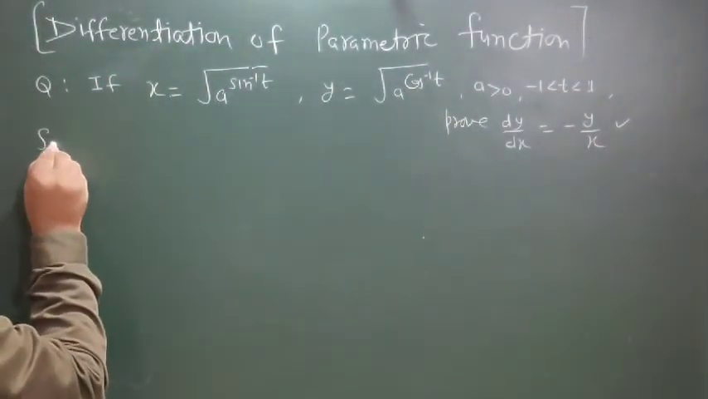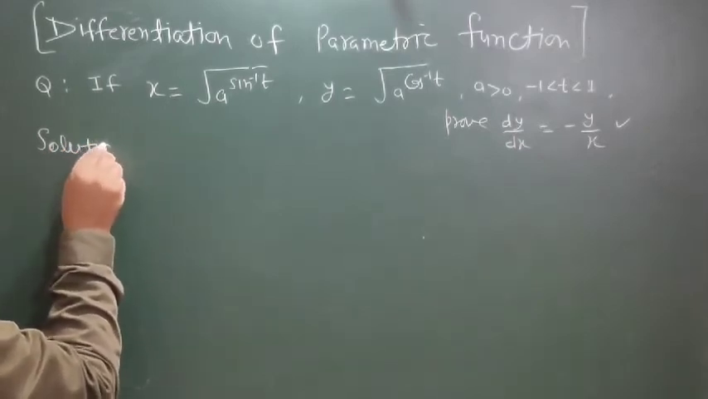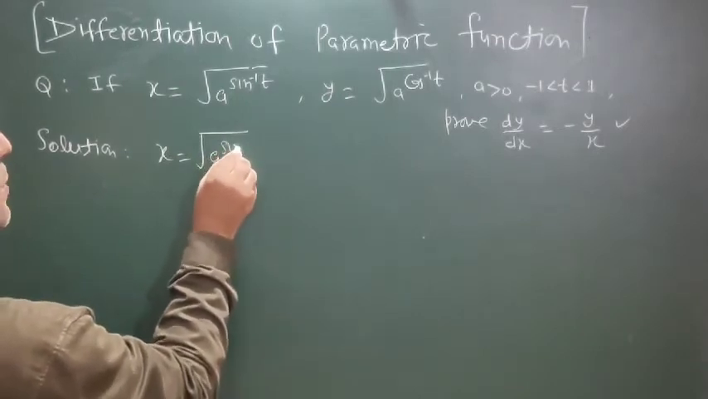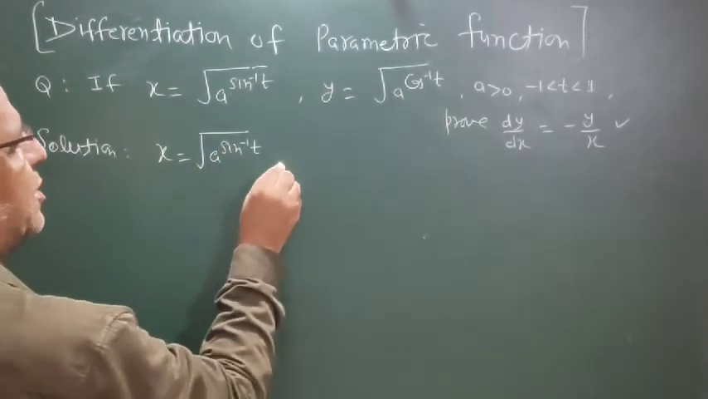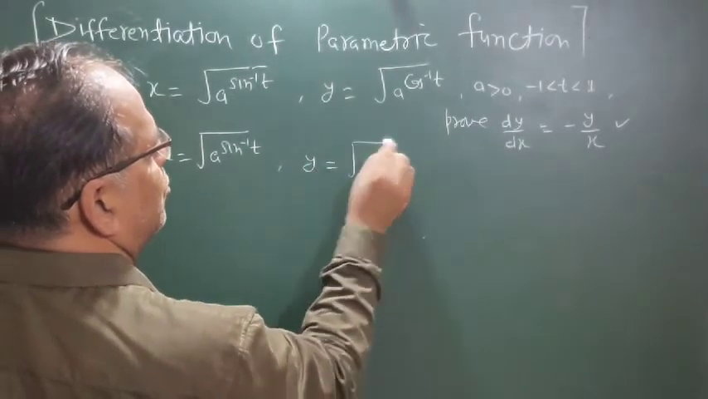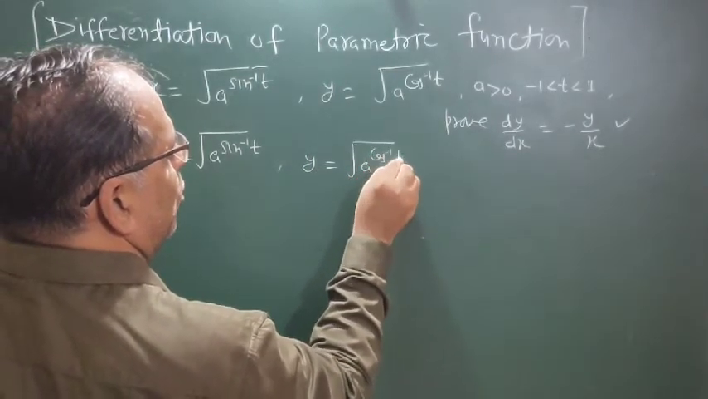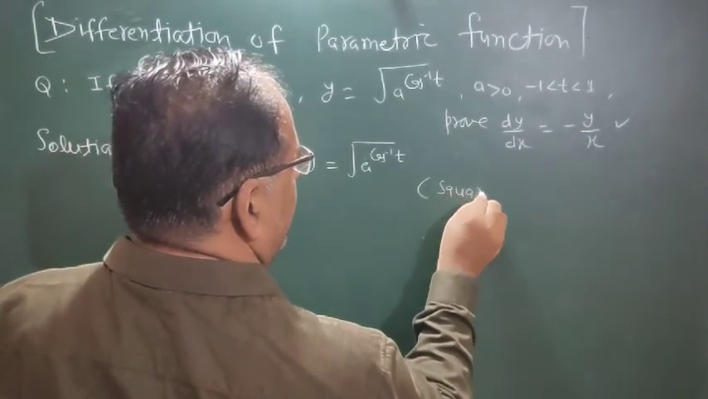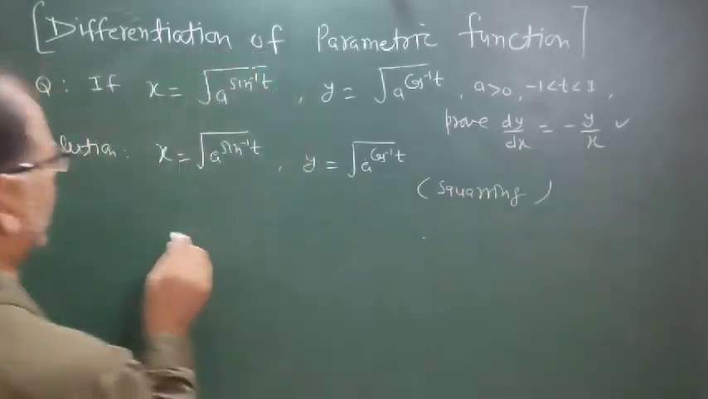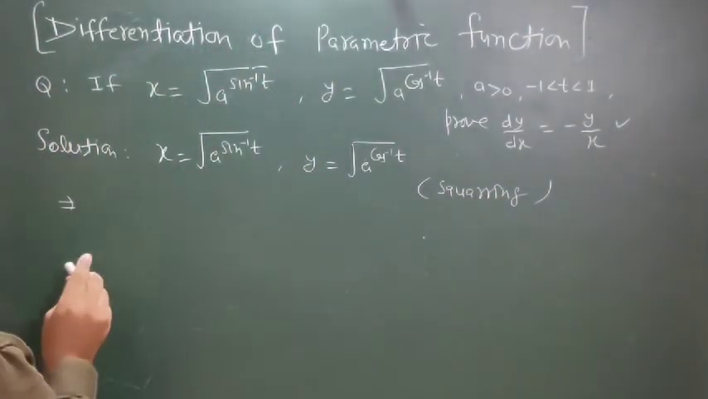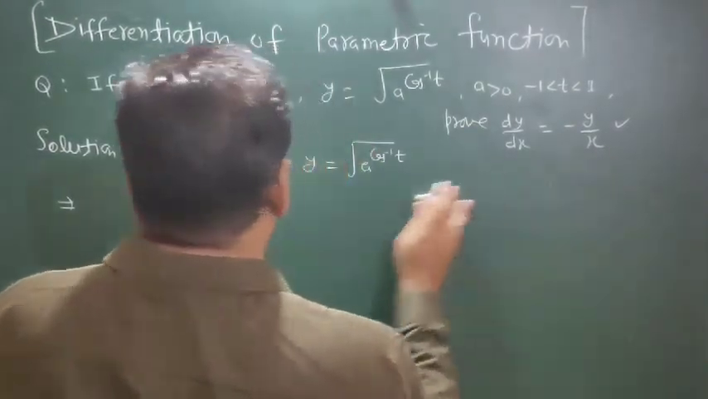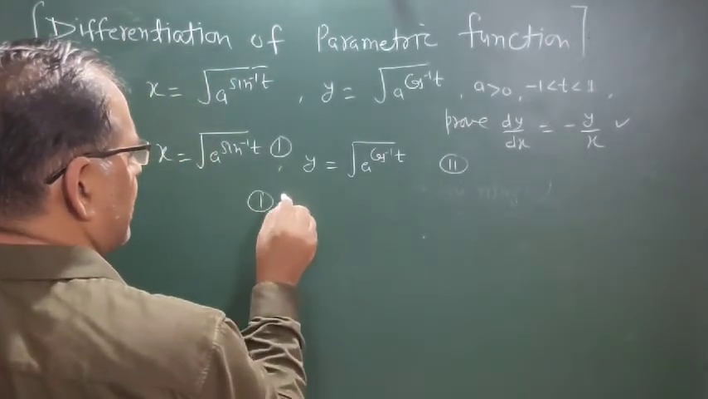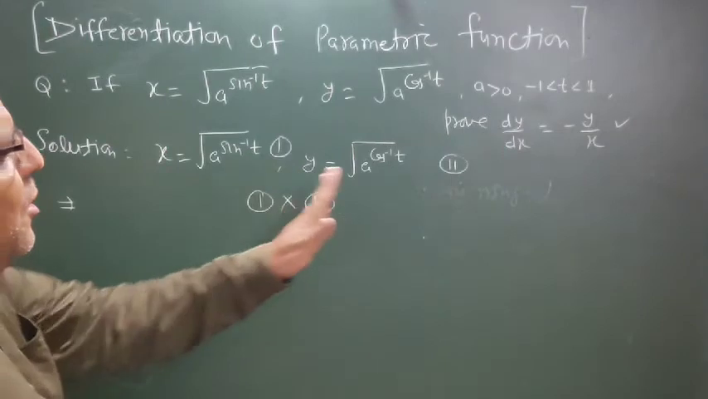So x equal to square root of a to the power sin inverse t, y equal to square root of a to the power cos inverse t. Squaring, x square equal to a to the power sin inverse t, y square equal to a to the power cos inverse t. Assume this as equation 1 and this as equation 2. So now first multiply by second. Equation first, multiply by second.